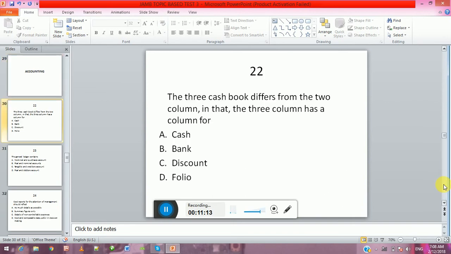Accounting. The three column cash book differs from the two column in that the three column has a column for A. Cash, B. Bank, C. Discount, D. Folio.